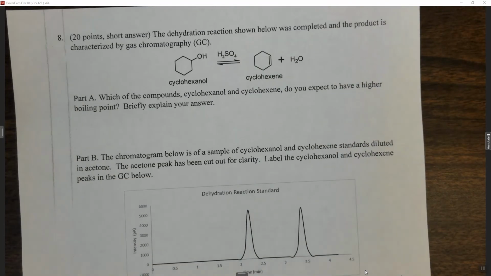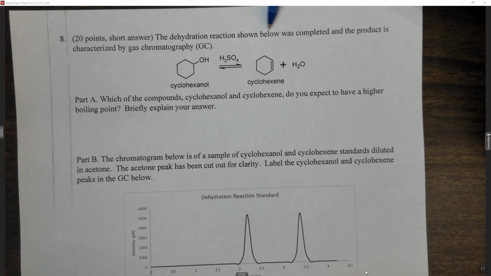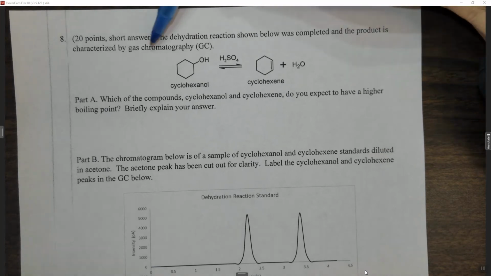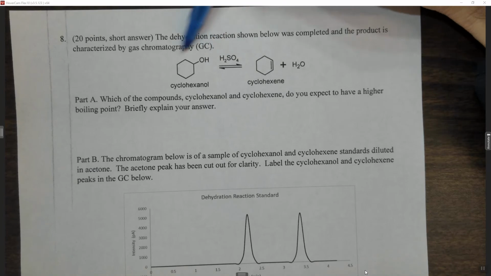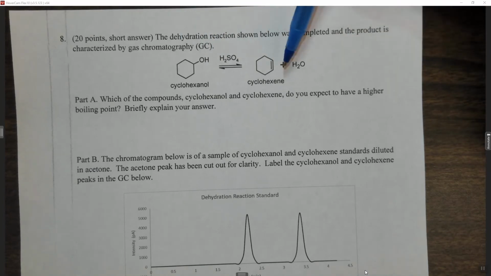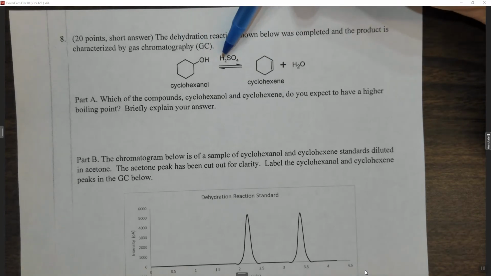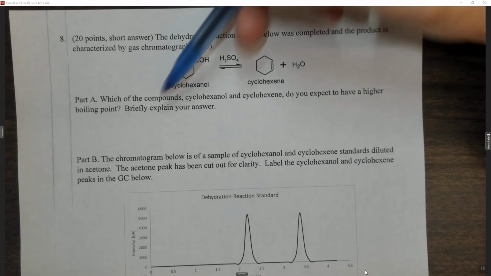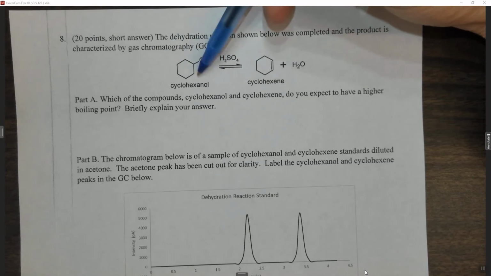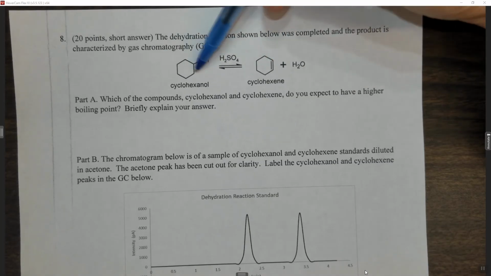All right, so last question says, the dehydration reaction shown below was completed and the product is characterized by gas chromatography, GC. So this is the same reaction we were looking at before. We have cyclohexanol being dehydrated to form cyclohexene. Again, this comes in, grabs the H+, this forms water, that leaves, and this H is pulled off by some base to form the alkene.